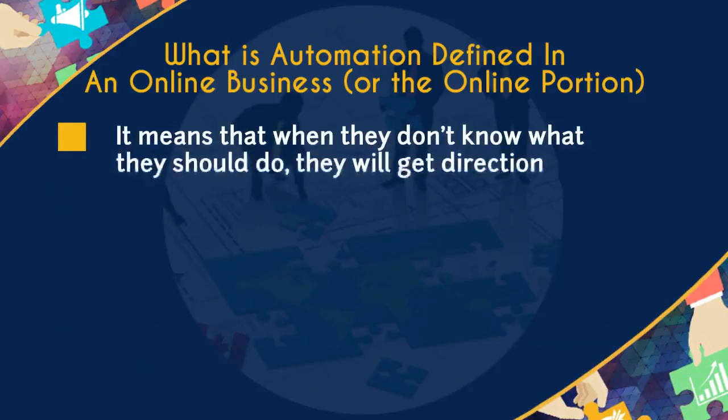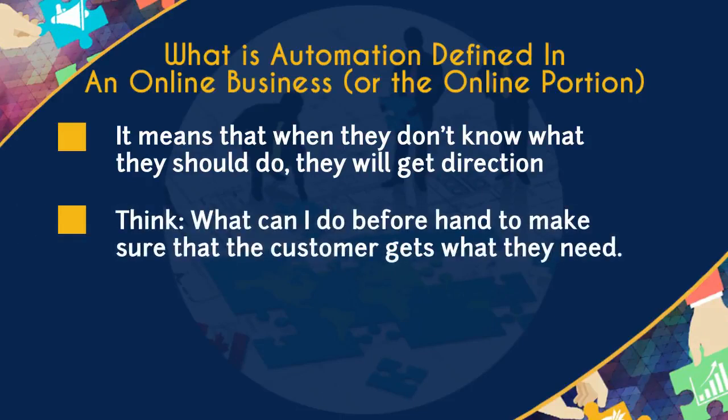It means that if your client or your customer doesn't know what they should do, they get direction. And that does not mean that you can be there 24 hours a day. That's what the online portion of your business is. It means that they get direction when they need it. The way you want to think about this is, what can I do beforehand to make sure the customer gets what they need? What can I do ahead of time? We're going to talk about some of those things in this session.